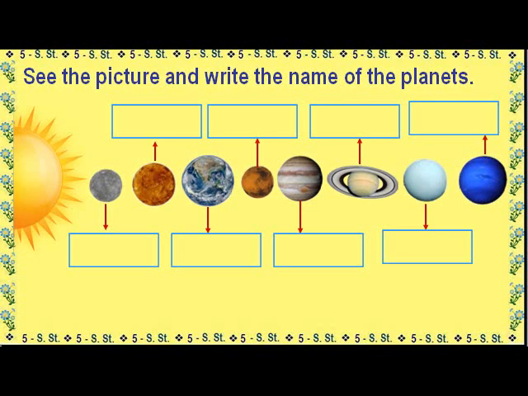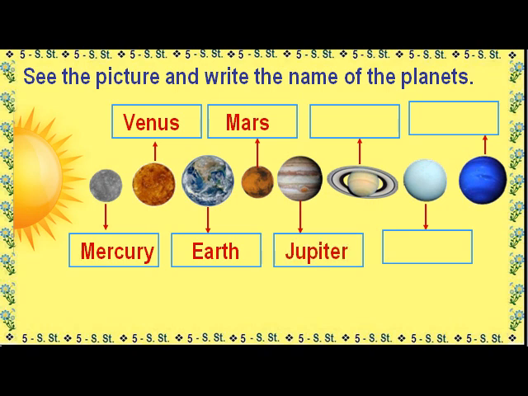See the picture and write the name of the planets: Mercury, Venus, Earth, Mars, Jupiter, Saturn, Uranus, Neptune.